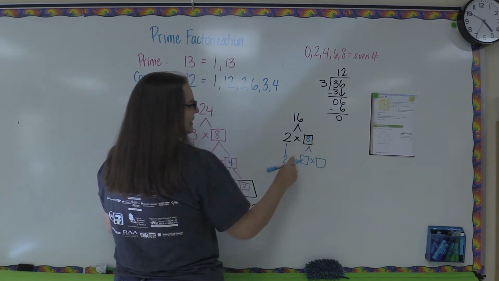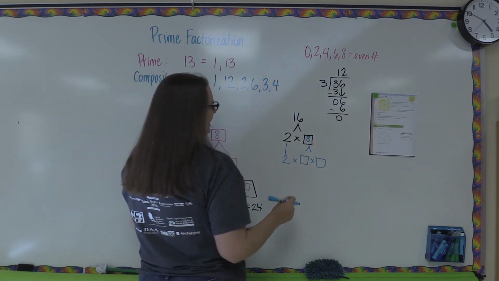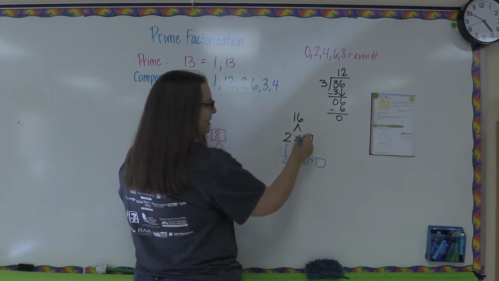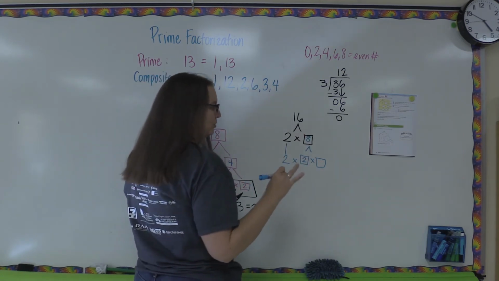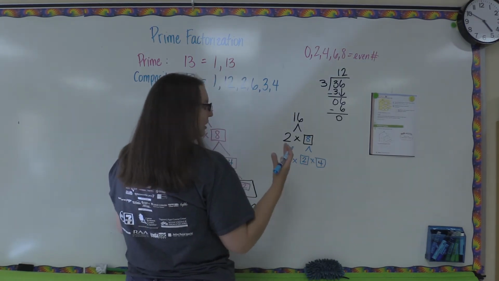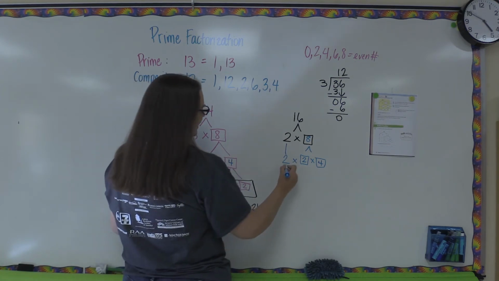What can I multiply together to get 8? Well, again, I'm going back to that even number. I'm going to start with the 2. How many 2's fit into 8? 2, 4, 6, 8. 4 of them, right? Well, we're getting closer, but we're not finished.